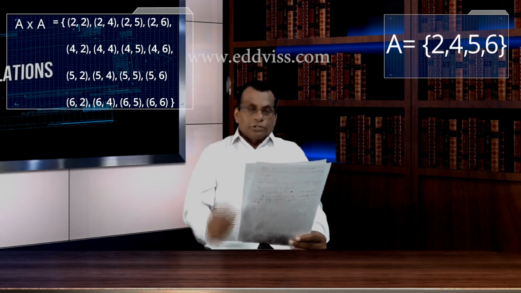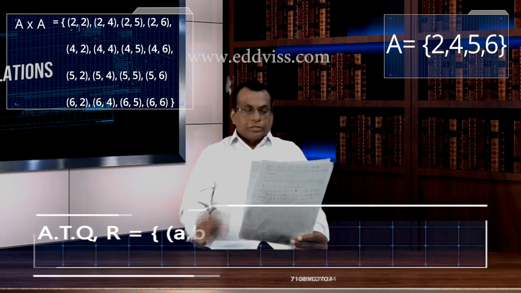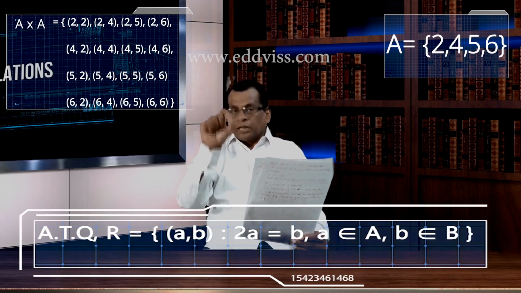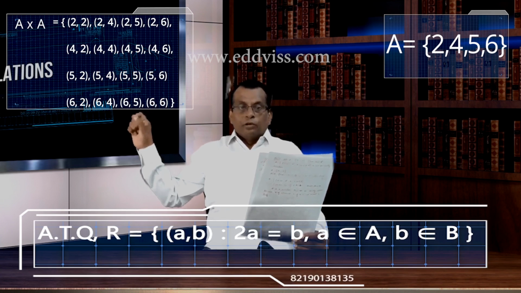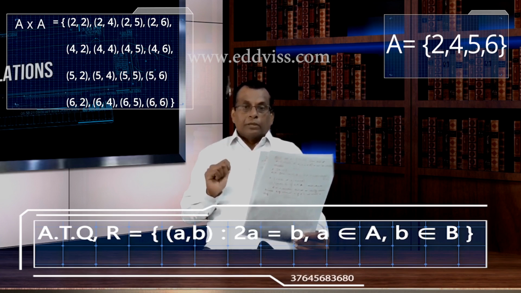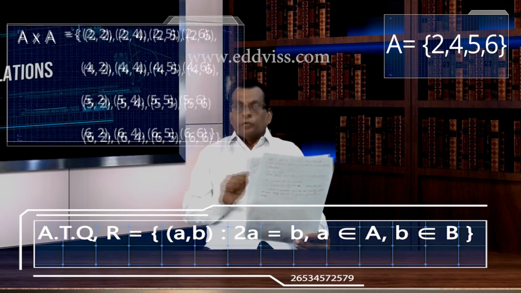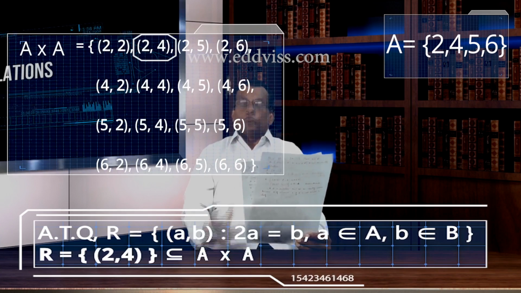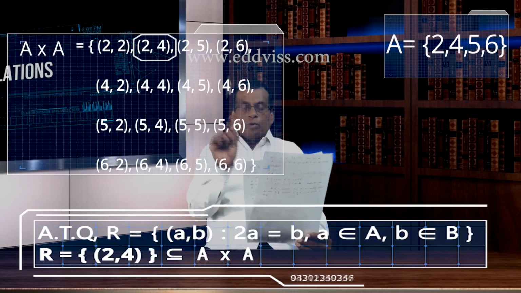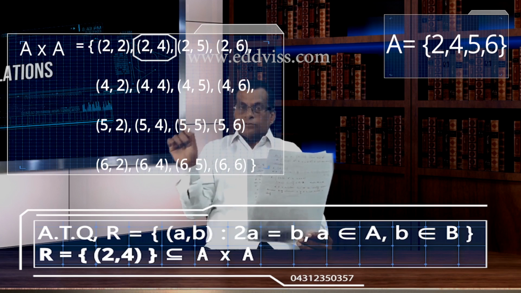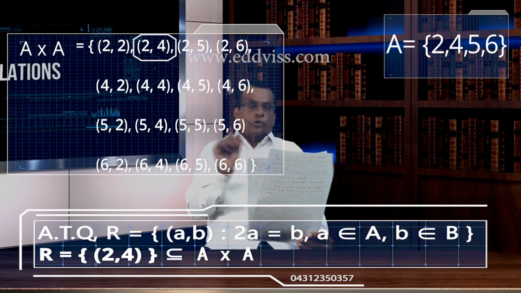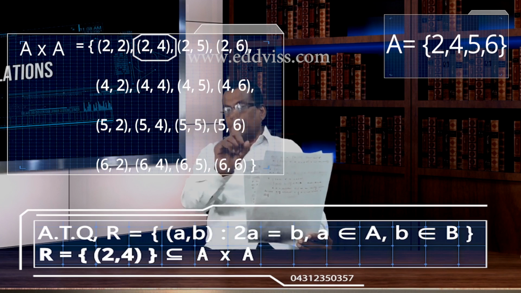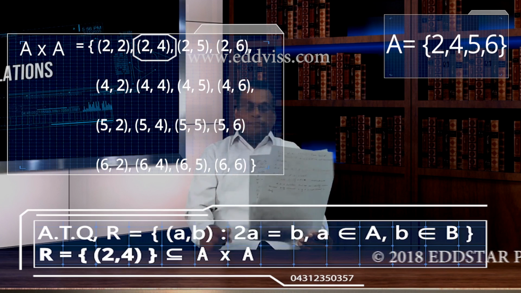Now according to the question, ATQ means according to question. According to the question, what is the relation? The relation R is equal to (a, b) given 2a is equal to b. Accordingly, what is the only possible member? It is only (2, 4). You can see 2 comma 4: a stands for 2, b stands for 4, that means 2 into 2 is equal to 4. That only relation is (2, 4). इस रिलेशन में आपको एक ही मेंबर मिलेगा, वो (2, 4) है.